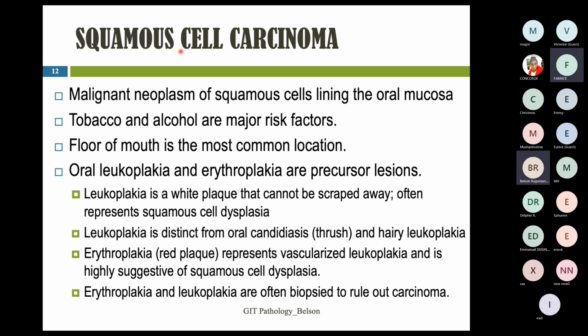So oral leukoplakia and erythroplakia are precursor lesions. So oral leukoplakia, by leuko you understand there is something white, and then erythro there is something red. So we will see these lesions afterwards, but these are lesions that appear especially on the tongue or elsewhere in the oral cavity, some are whitish and others are reddish. So they have a differential diagnosis, as we shall see, like oral candidiasis.